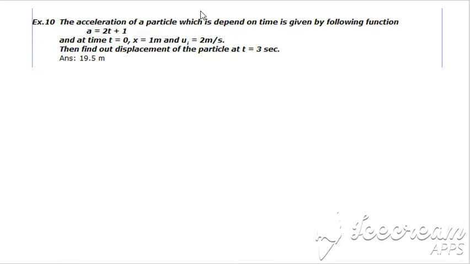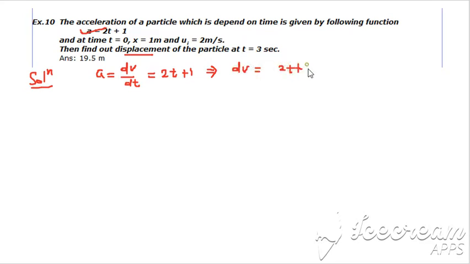Here, the acceleration as a function of time is given to us. We need to solve it to find the displacement of the particle at t equal to 3. So the solution will be of this sort. This acceleration can be written as dv by dt, which is equal to 2t plus 1. Now if we rewrite this equation, it becomes dv is equal to (2t plus 1) dt, and we can integrate both sides.